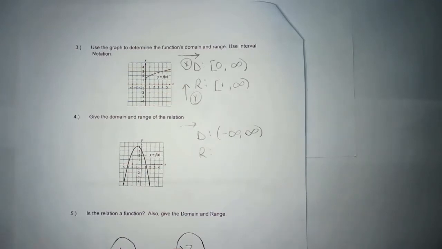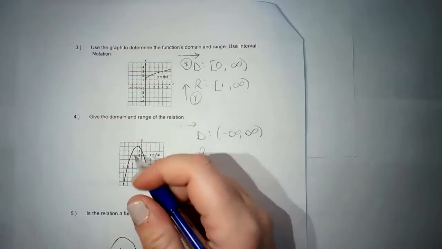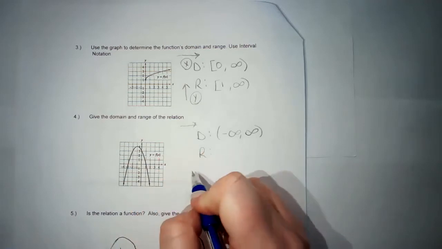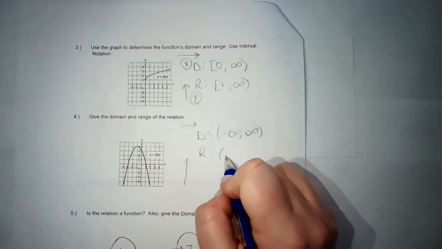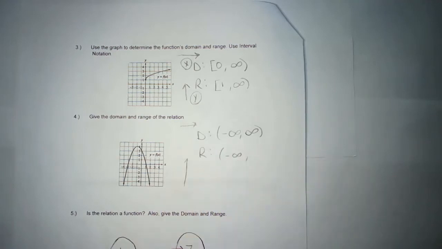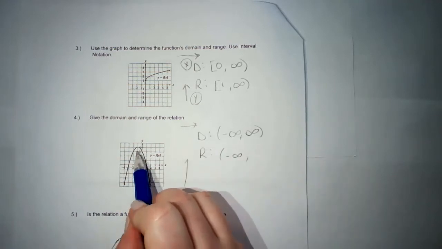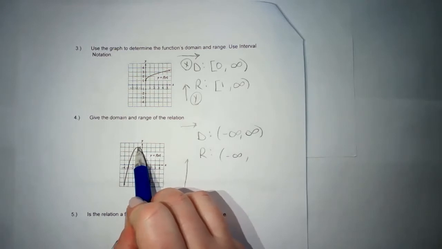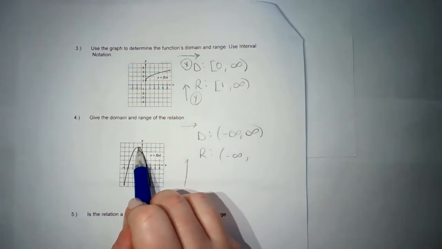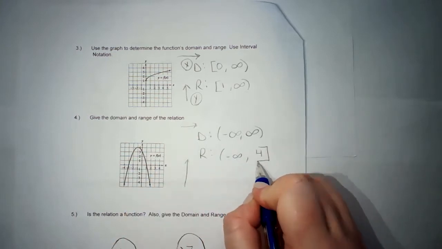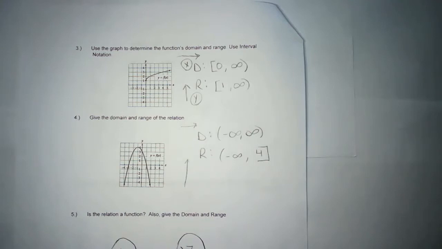Okay, now let's try range. So we're starting at the bottom, which would be negative infinity, and we're going all the way up to where? 4. Be careful here. I get a lot of students that want to say 3 because they see a 3 on the y-axis. Well, that's the y-intercept, but you've got to go all the way to the tippy top, right? And the tippy top says 4 with a hard bracket. Okay, so domain and range. Is that good?